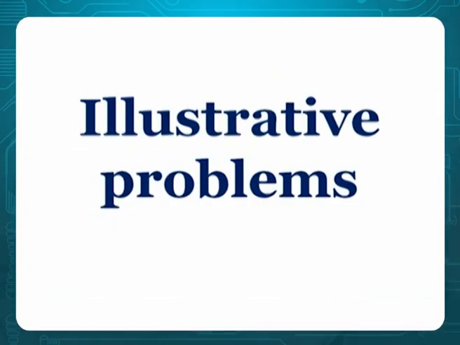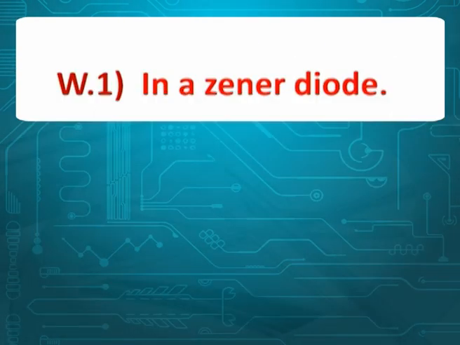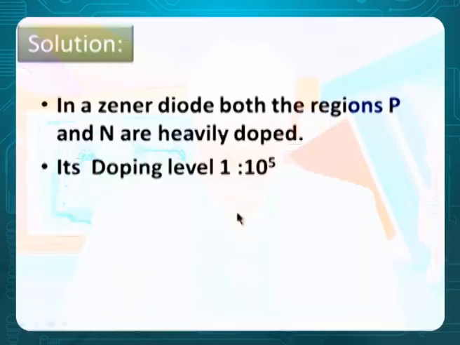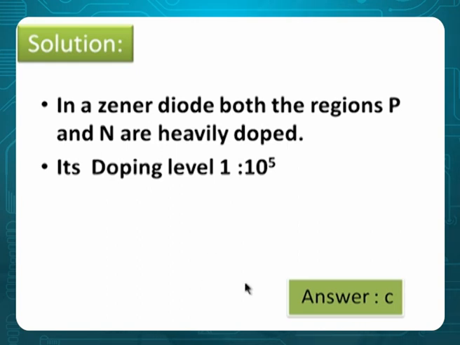Illustrative examples. We need to see some problems. Worked out examples. In a Zener diode: only P region is heavily doped, only N region is heavily doped, both P and N regions are heavily doped, or both P and N are lightly doped. One thing we understand in a Zener diode is that heavy doping is there. So if Zener is heavily doped, D cannot be the answer. The best answer is both are heavily doped, and the option is C.